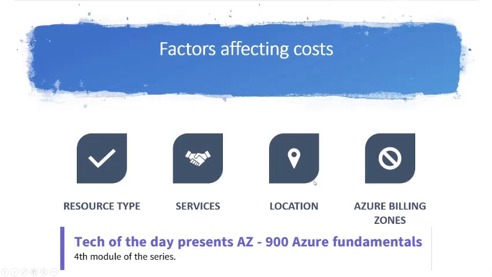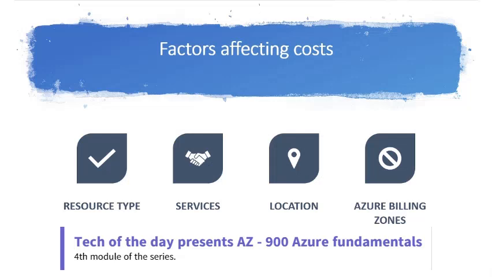Then you have Azure billing zones. Bandwidth refers to data moving in and out of data centers. Most of the time, inbound data transfers, data going into the Azure data centers, are free. But for outbound data transfers, data that is going out of Azure data centers, the data transfer pricing is based on billing zones. So you have four zones.